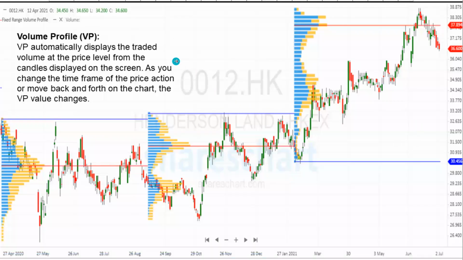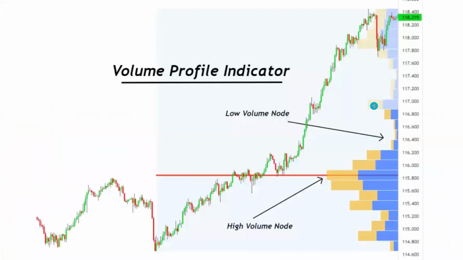And the VP, the volume profile, automatically displays the traded volume at the price level from the candles displayed on the screen. As you change the time frame of the price action or move back and forth on the chart, the volume profile value changes. So for instance, we have a little bit of a smaller time frame right here, and you can see how the volume profile really adjusts to the different time frames, okay? And it'll give you the volume for that specific time period that you're looking at.